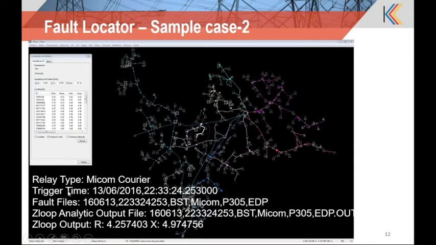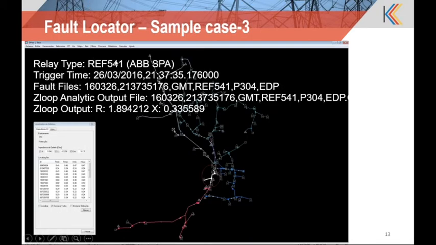Then this is the analysis of another relay. It is a MiCOM Courier relay using the Courier protocol, the same scenario was carried out, and it predicted a single location where the fault can occur. This one is based on an RUF 541 ABB SPA relay, and it also predicts a single fault location indicated on the map. These are some of the sample cases where we have actually deployed this algorithm and come across results for the MV distribution utility.